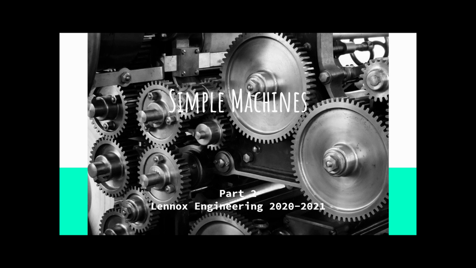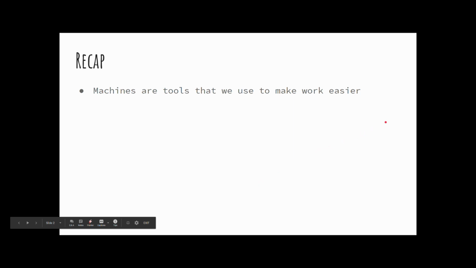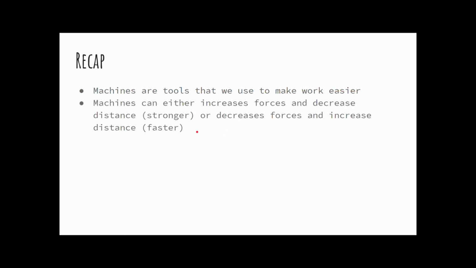Alright, let's go ahead and jump into it with a little recap. So this is just to cover what we went over last week. So we talked about machines, and machines are just tools that we can use to make our work easier. Remember, work here has a scientific definition. It's all about moving things. So if you push on something and you move it, you're doing work.